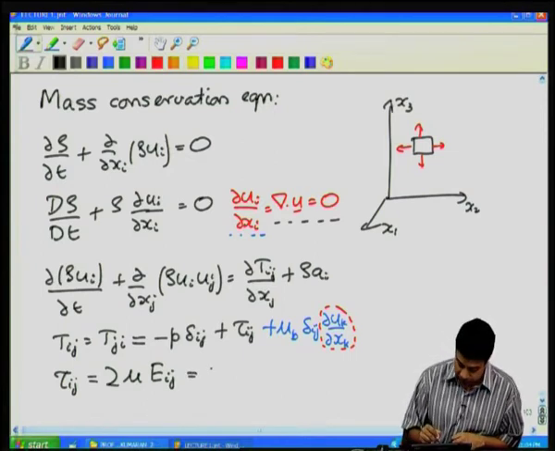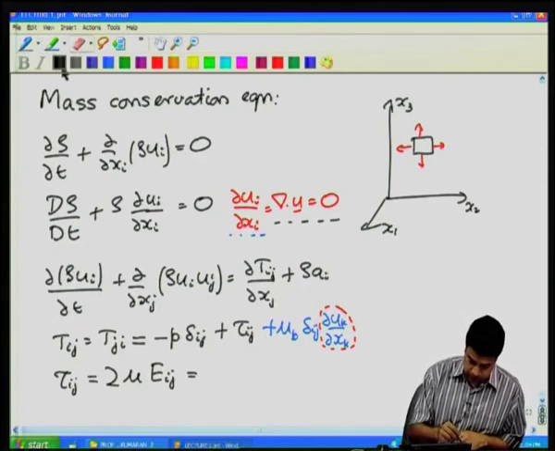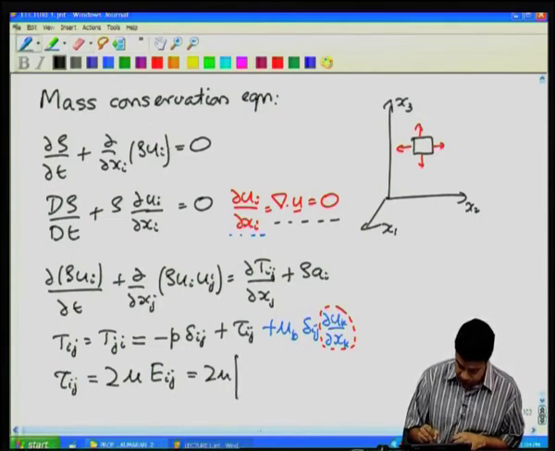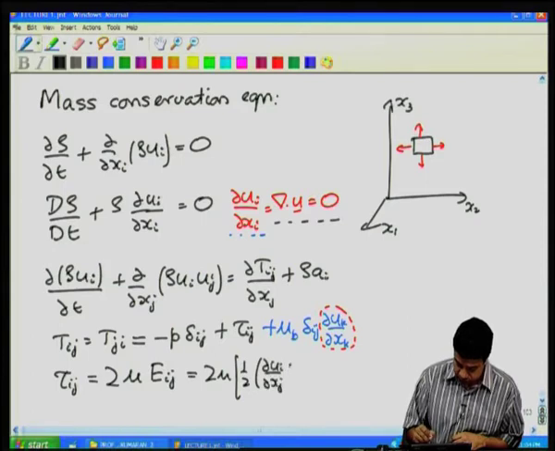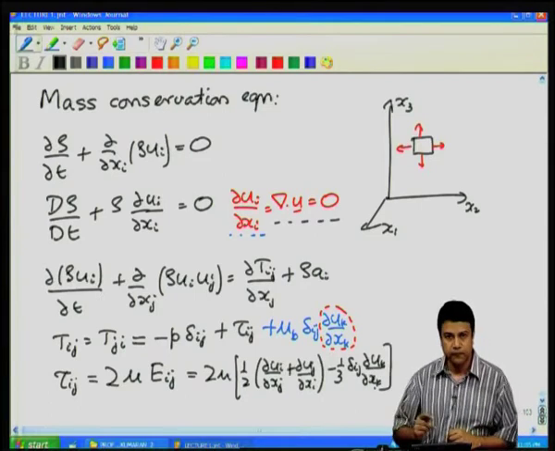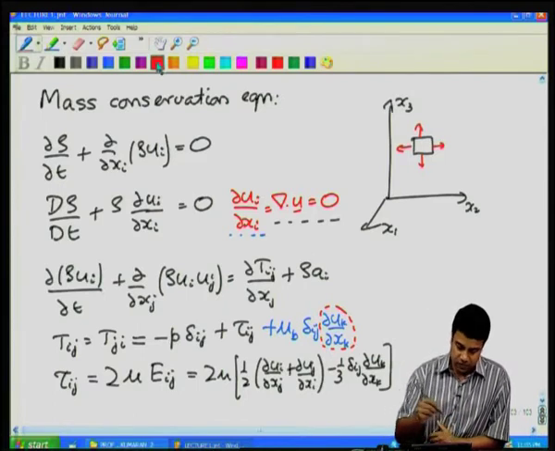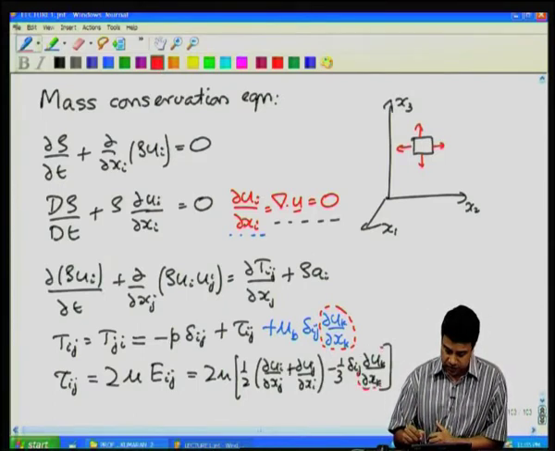which was half the matrix plus its transpose minus the trace. And since the divergence of the velocity is 0, this term is also equal to 0.